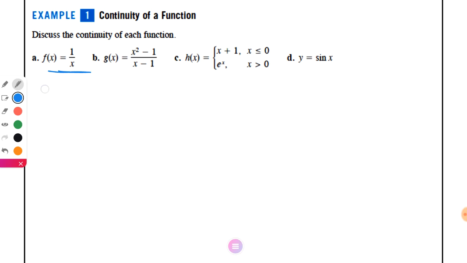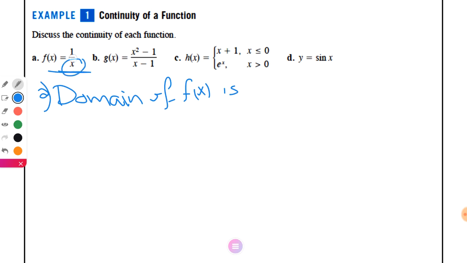Number 6, part A. What is the domain? Please focus. Domain of the function f of x: what are the zeros of the denominator? The denominator equals 0 when x equals 0. So the domain is x not equal 0, because at x equals 0 the function will be 1 over 0, undefined. Some of you asked me before, Miss, what is the meaning of domain?